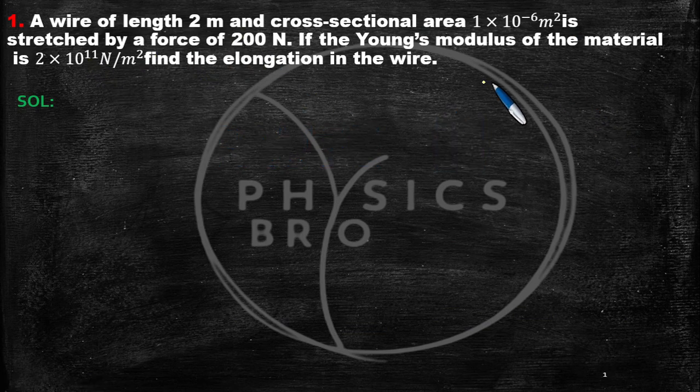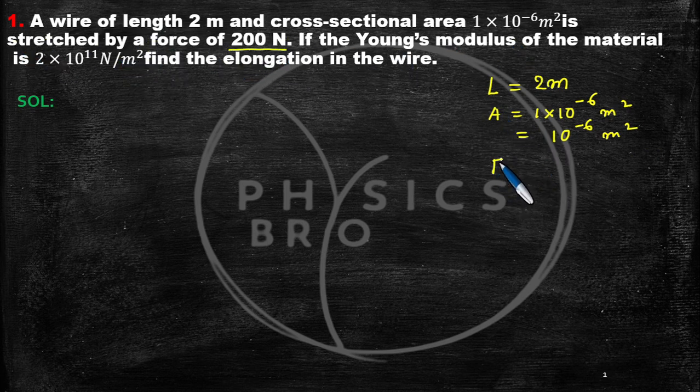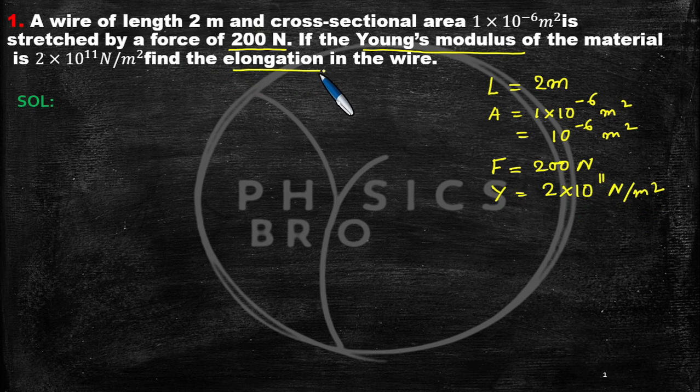A wire of length 2 meter, that is L equals 2 meter, and cross-sectional area A equals 1 into 10 to the power minus 6 meter square, is stretched by a force of 200 Newton, that is applied force is 200 Newton. If the Young's modulus of the material is Y equals 2 into 10 to the power 11 Newton per meter square, find the elongation in the wire.